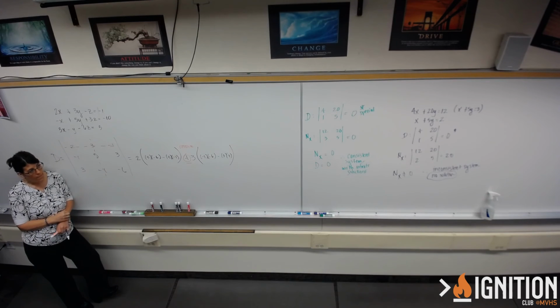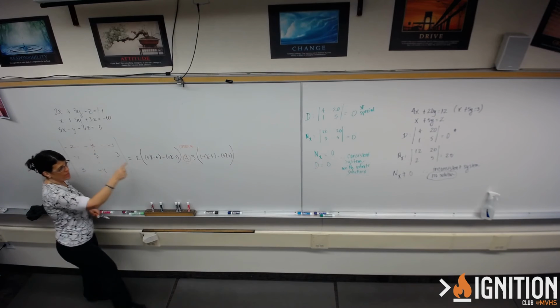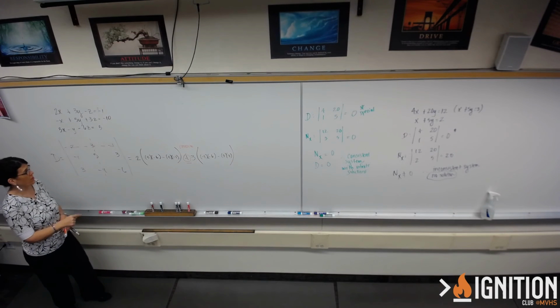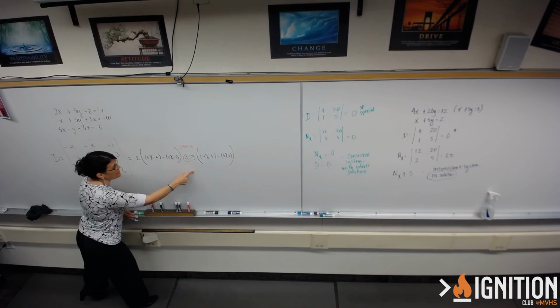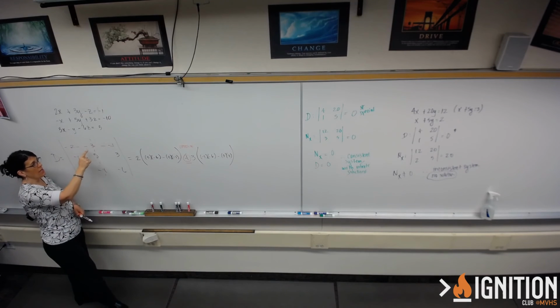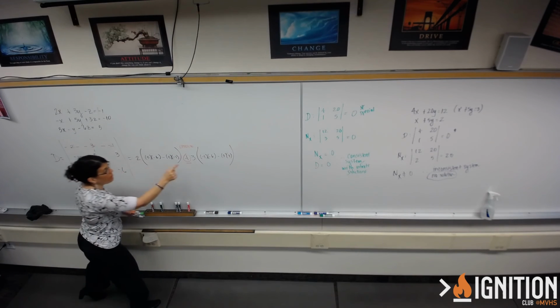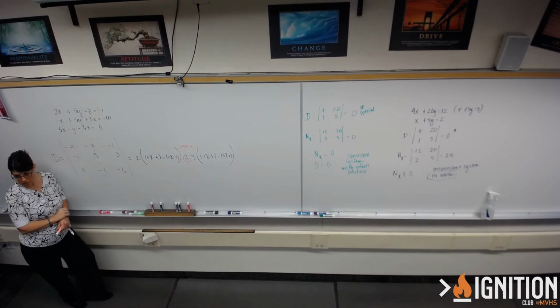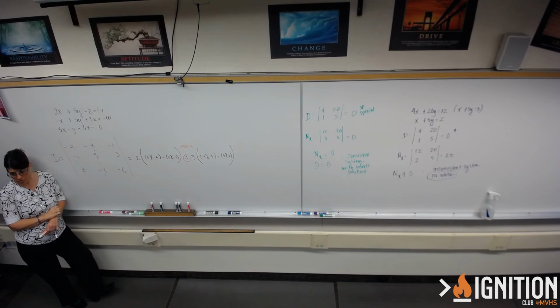So if this were a 5, this would be minus 5. If this were a 16, it would be minus 16. If it were a negative 4, this would be positive 4. So all of them are opposites besides the first. No, just the middle coefficient. It alternates.